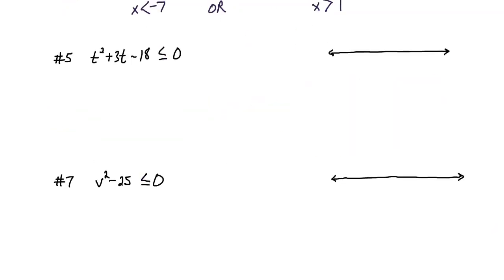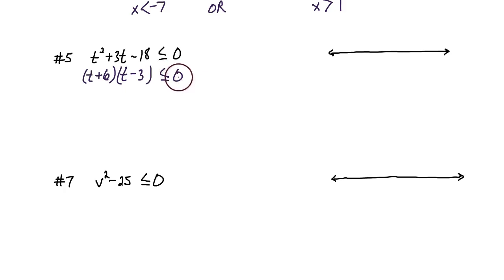Number 5. We already have the 0 on the right side. On the left side, let's factor this trinomial as t plus 6 times t minus 3. I chose those two numbers because 6 times negative 3 is negative 18, and positive 6 plus negative 3 is positive 3. In this problem, we have an is less than symbol.